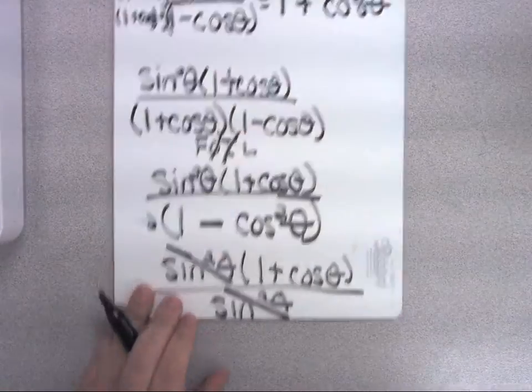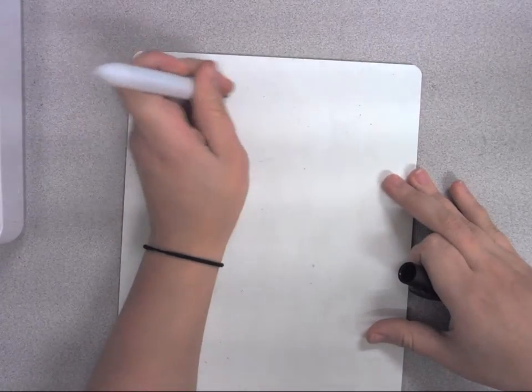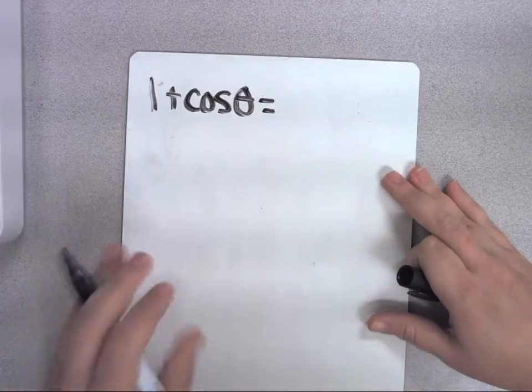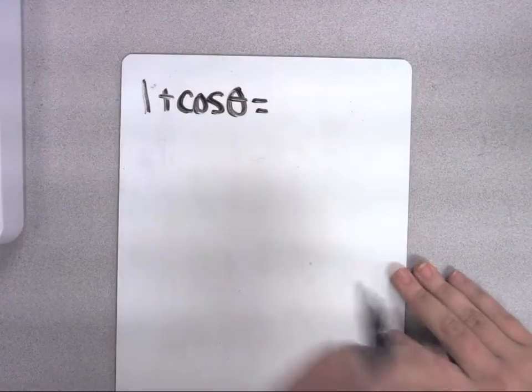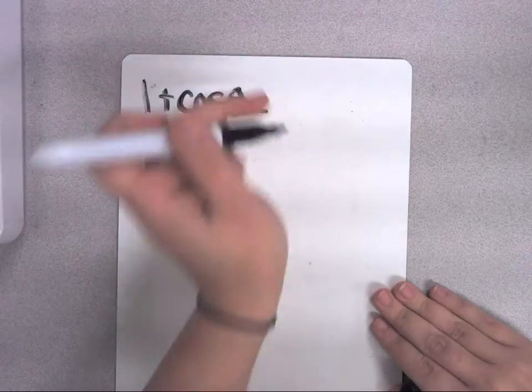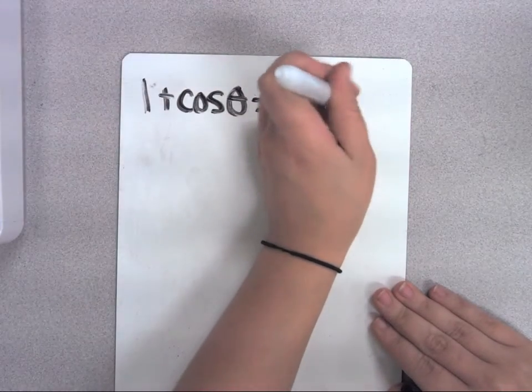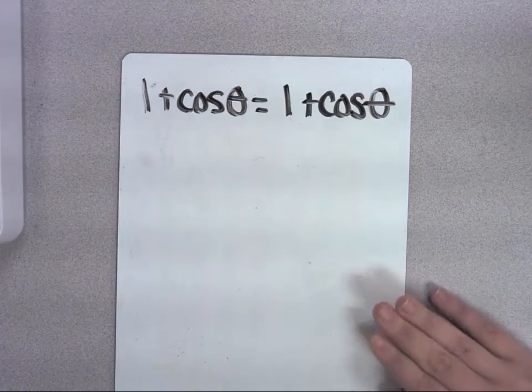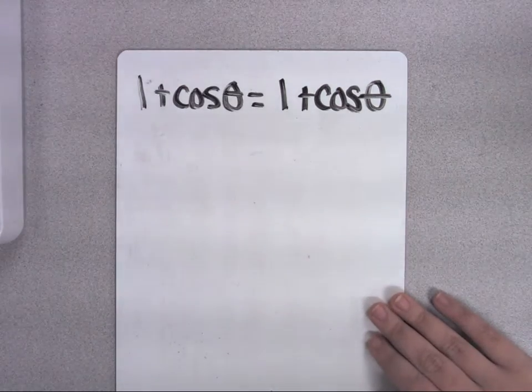So you're literally left with 1 plus cosine of theta. And then we have to think, oh, that's simplified. Well, what was the right side of that equation again? 1 plus cosine of theta. Are those exactly the same?